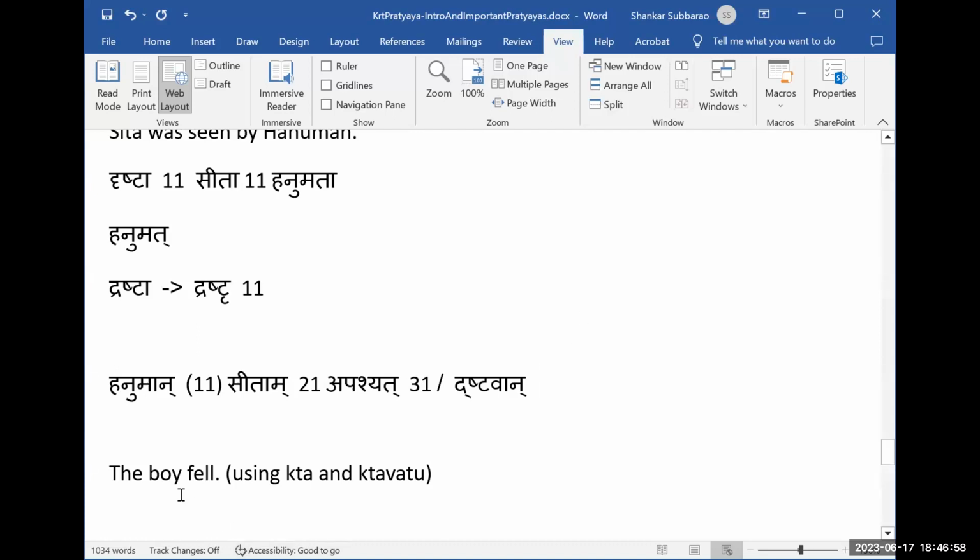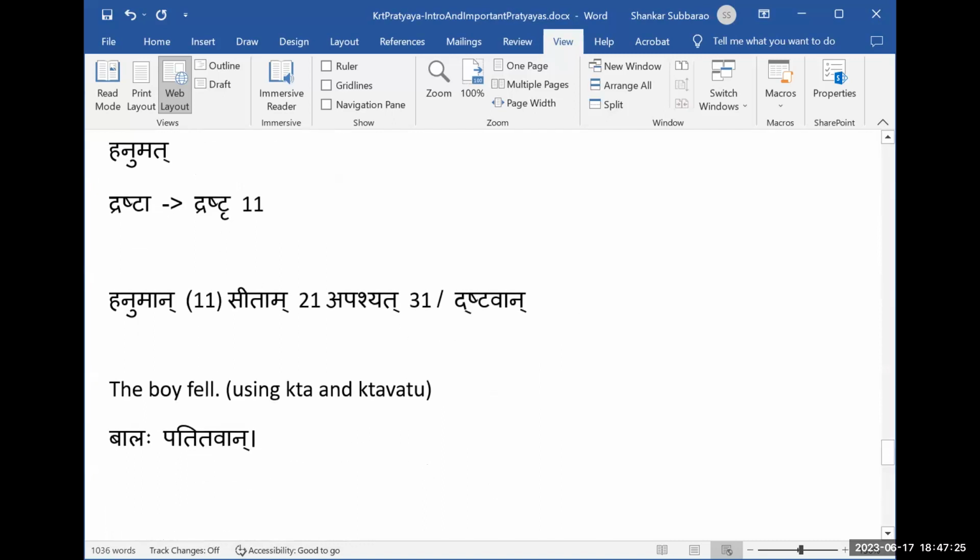First, let's look at this. The boy fell. All right. How will we say it? The boy, let's say Bala. Yes, Douglas. Balaha patitavan. Good. Let's start with that. Balaha patitavan. So patitavan is in what sense? Kartari. Very good.